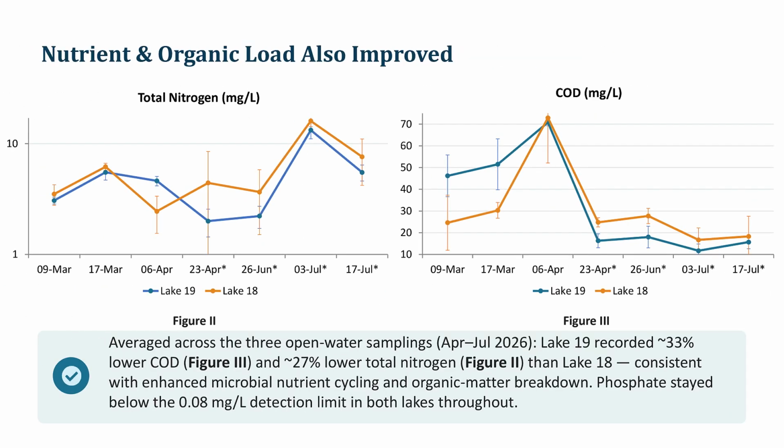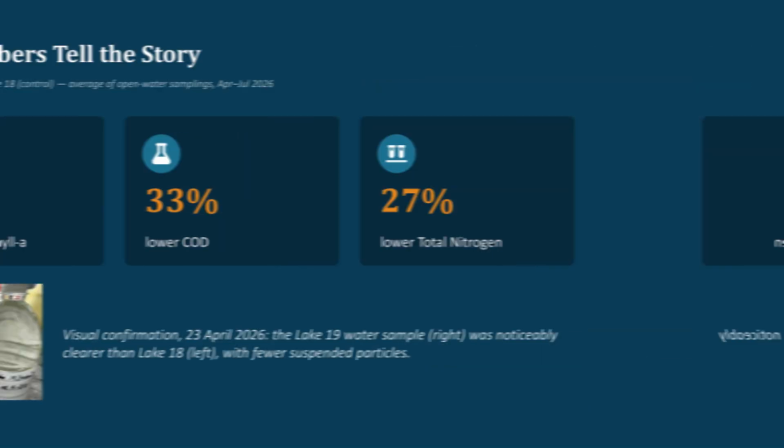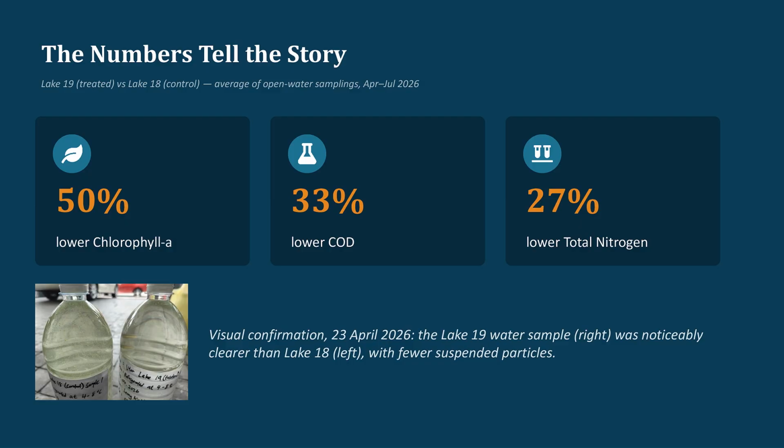The same trend held for the other parameters. Averaged across those open water samplings, Lake 19 recorded roughly 33% lower chemical oxygen demand and 27% lower total nitrogen than Lake 18, consistent with the enhanced microbial nutrient cycling and organic matter breakdown. Phosphate, meanwhile, stayed below the detection limit of 0.08 milligrams per liter in both lakes throughout the study, so it wasn't the limiting nutrient in this case. To put it simply, 50% lower chlorophyll A, 33% lower COD, and 27% lower total nitrogen in the treated lake.